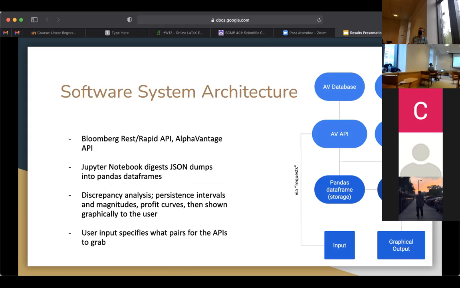So the software system architecture, just to go over this one last time, I used the Bloomberg REST/Rapid API and AlphaVantage API to pool my data. So you see those databases at the top, and they feed into the AV API and the Bloomberg API. Through user input, I generalized the API requests and the queries to then digest the JSON dumps that come from them into a pandas data frame.